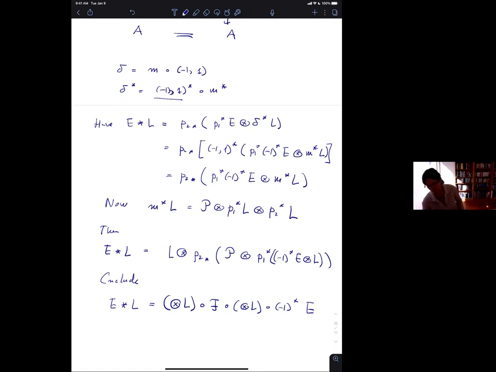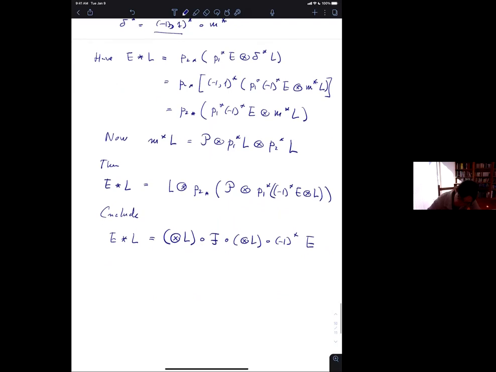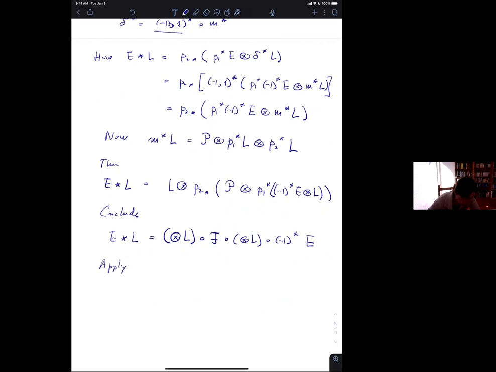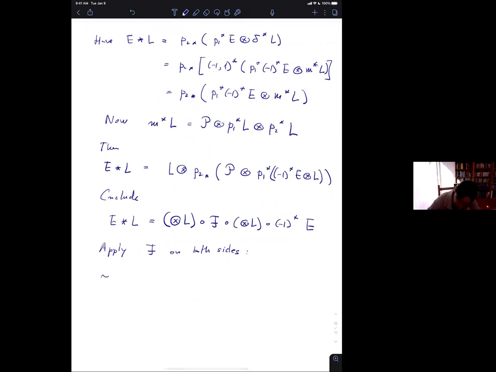Okay, so you see already we have a nice string here. So now we're almost done. This was actually maybe the harder part. So now we apply F on both sides. And this produces a longer string. So you have F applied to the Pontryagin product. This gets transformed into a tensor product. Okay. And then the string here becomes longer. We add one composition with F at the end of our string.